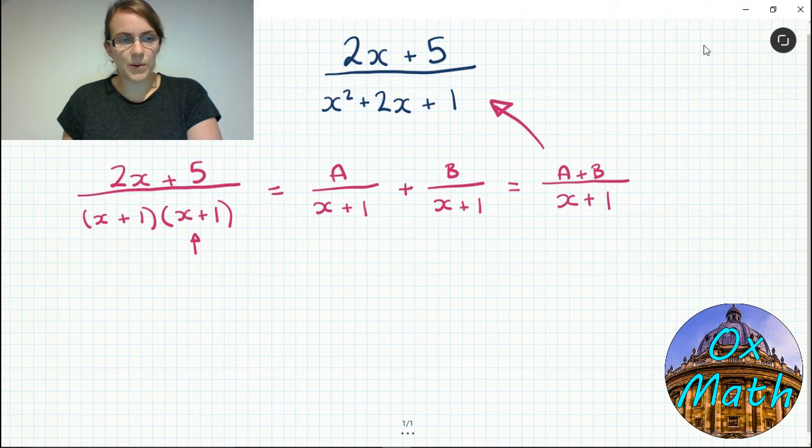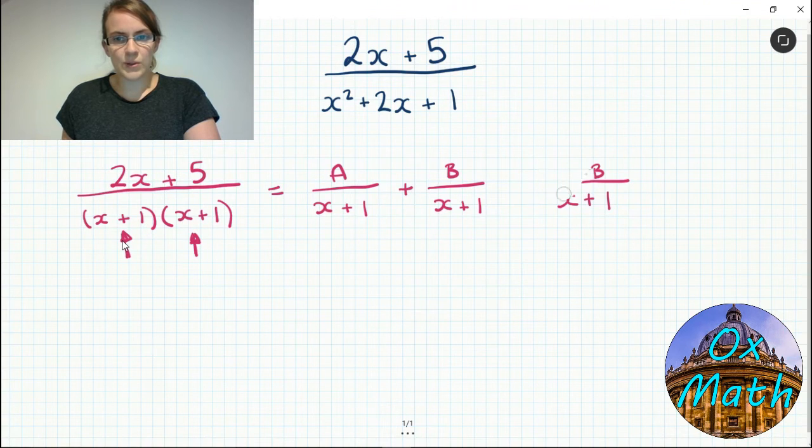Now, this is what we mean by repeated factors. The two factors in the denominator of our original equation are the same, so they are repeated factors. So we have to do something slightly differently. We can't have them both over x plus 1. So in order to get the x plus 1 times x plus 1, or x plus 1 squared, in the denominator when we add them, one of the fractions must be over x plus 1 squared.